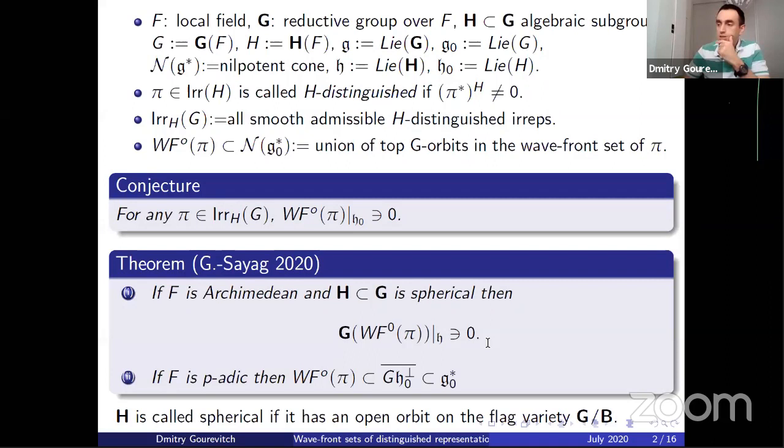If F is p-adic, we prove a different condition. So even this condition can be rephrased as saying that the wavefront set intersects the orthogonal complement to H0, orthogonal complement in the dual space G star, which can be identified with the dual space to G0 mod H0. So here we prove that it is included in the bold G acting upon the orthogonal complement. And here we say that it lies in the closure of G acting upon the orthogonal complement. So the whole wavefront lies, not just one of the orbits here, but not in G H0 perp, but rather in the closure of G H0 perp. And that's a much weaker condition.